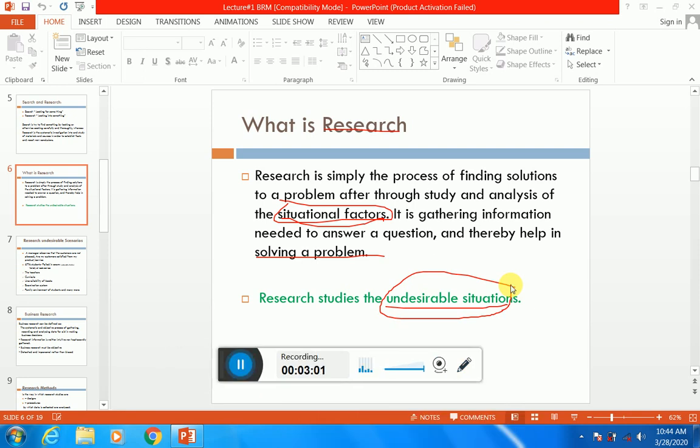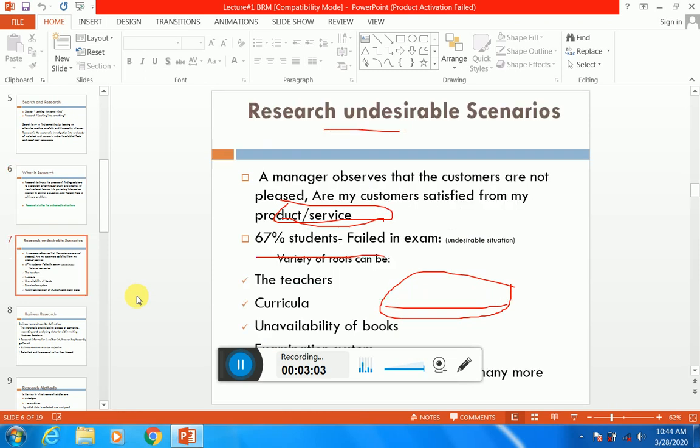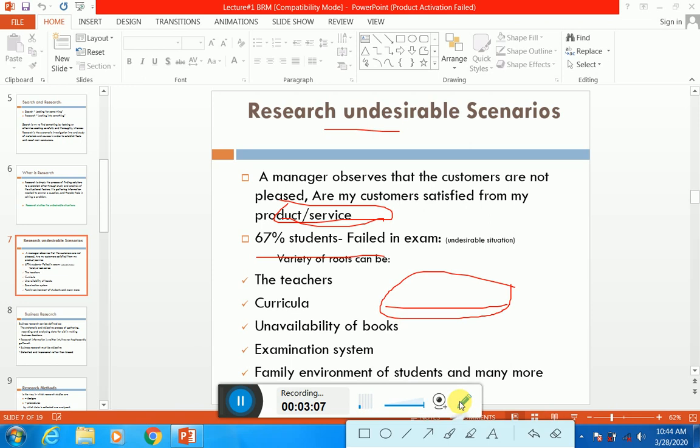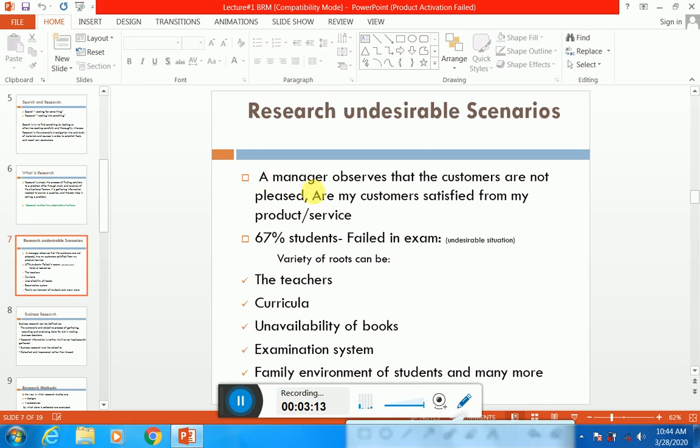Now we move to some examples of undesirable situations I have mentioned here. Let me explain. Number one, a manager wonders whether the customers are not pleased: are my customers satisfied with my product or services? This is one of the undesirable conditions or situations where research is needed.